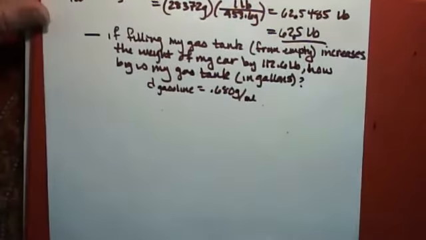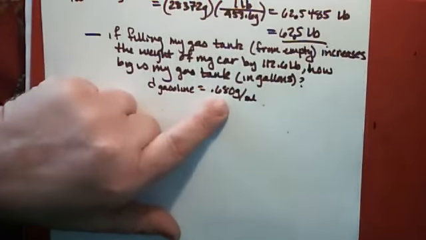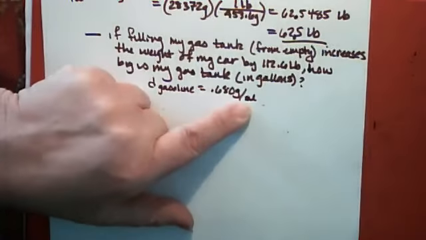Okay, so say that my gas tank is completely empty. I had to push the car into the gas station to fill it up, and filling it up increases the weight of the car by 112.6 pounds. How big is my gas tank? That is, how many gallons of gas did I put in the tank? And we know that the density of gas is 0.68 grams per milliliter.